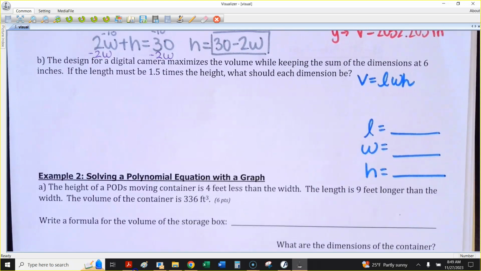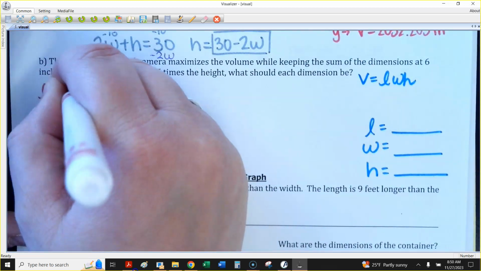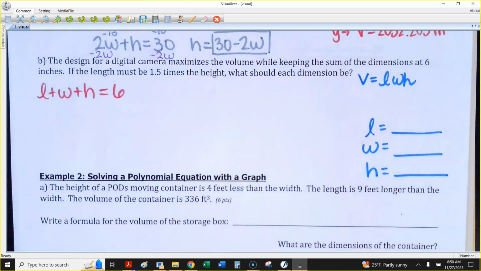We're only going to get one dimension off the graph, but then we should be able to apply that to figure out the others. Okay, so it says the digital design for the camera maximizes the volume. The sum of the dimensions is 6. So one equation I could write for this, we could just do the length plus the width plus the height is supposed to be 6 inches. So I'm just going to write length plus width plus height equals 6.